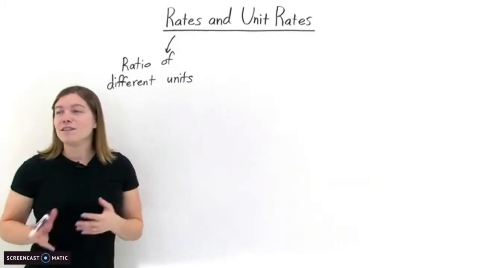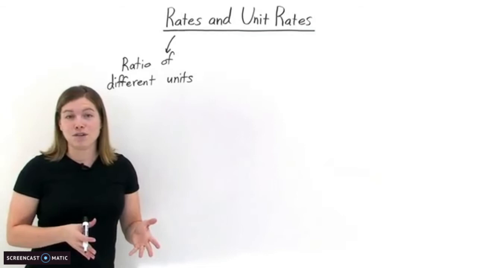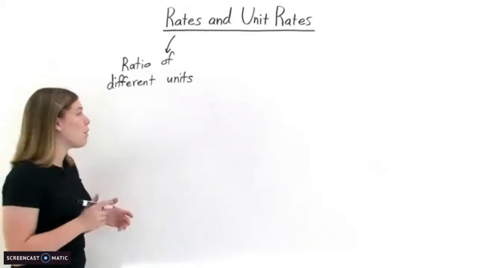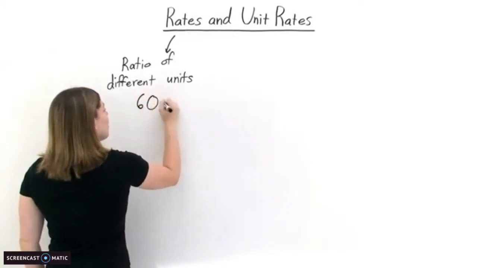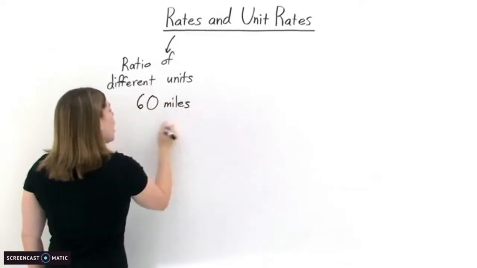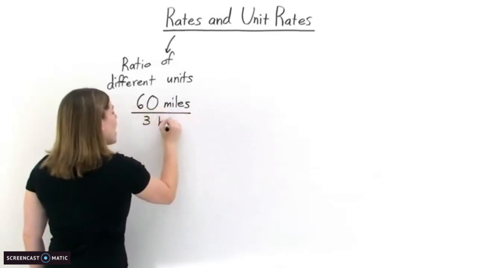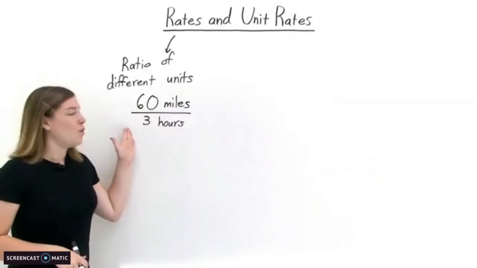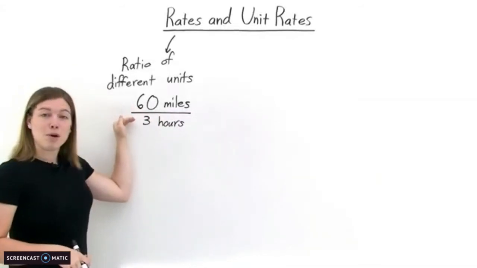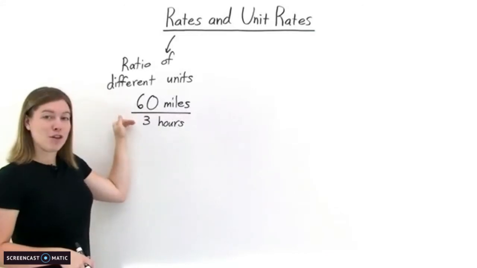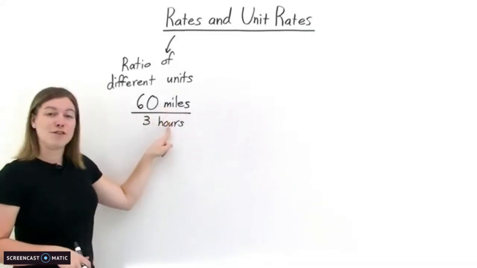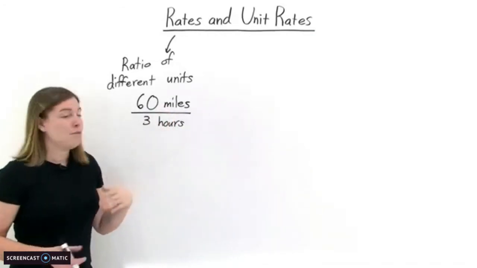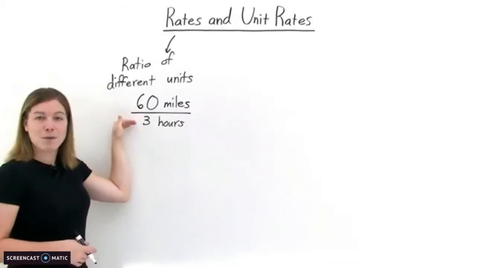Let's say we have 60 miles and 3 hours, and we want to write that as a rate. Well, we have 60 miles per 3 hours. Here we have this relationship set up as a rate. We have two quantities being put as a ratio, one quantity divided by the other quantity, and those two quantities have different units, miles and hours. So think of this like driving a car. You can drive a car 60 miles per 3 hours.